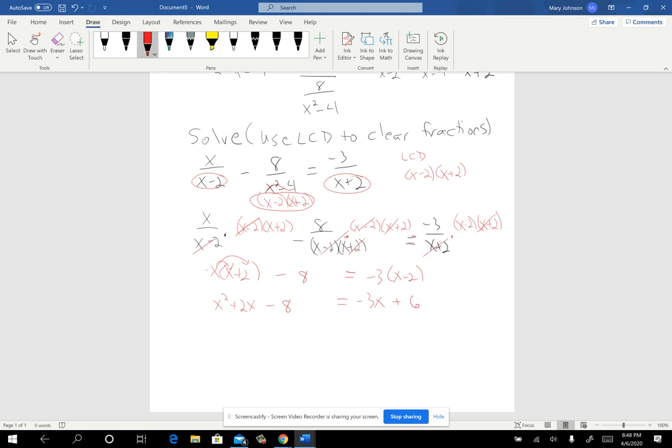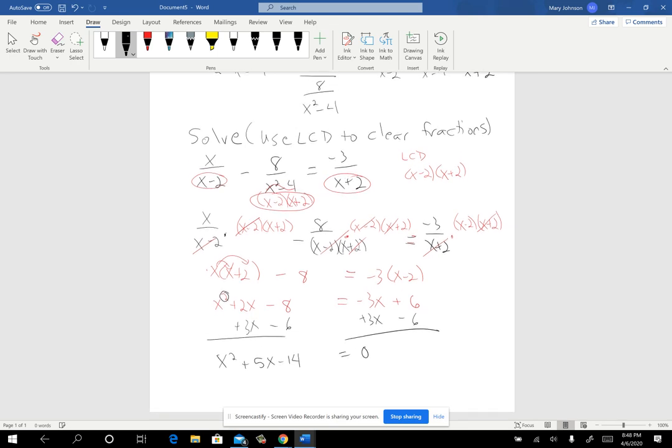And at this point, I start trying to think about how things are going to work from here to the end. And when I see the squared, I know I need to get everything equal to 0. So that's why I'll decide to add a 3x and take away a 6. So then I'll get x squared plus 5x minus 14 equals 0.